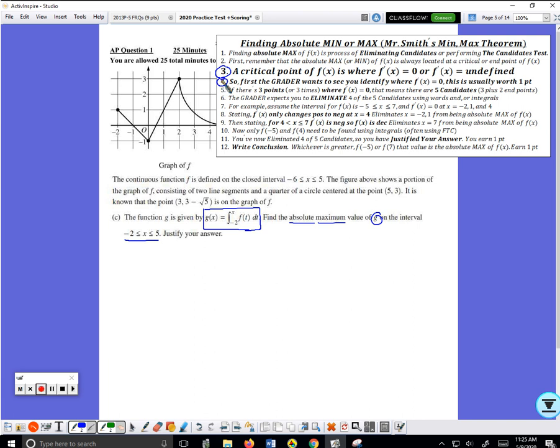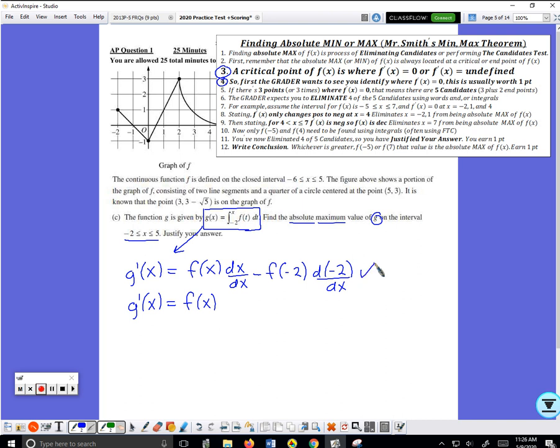So the grader is first going to want to see me identify where g prime is equal to 0. I look at my formula for g right here, and using the formula for finding the derivative of an integral, g prime is going to equal f of x, dx over dx, minus f of -2, d of -2 over dx. So I find that g prime is equal to f. You don't have to write out this statement, but as soon as the grader sees that you have this, in this particular problem they gave a point for that.